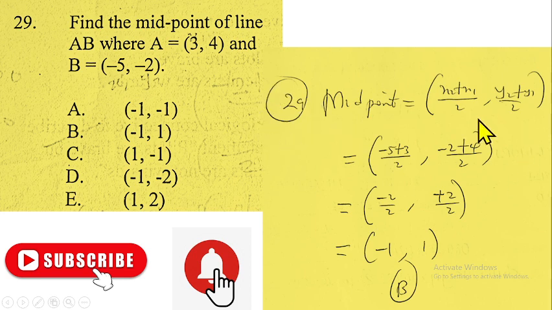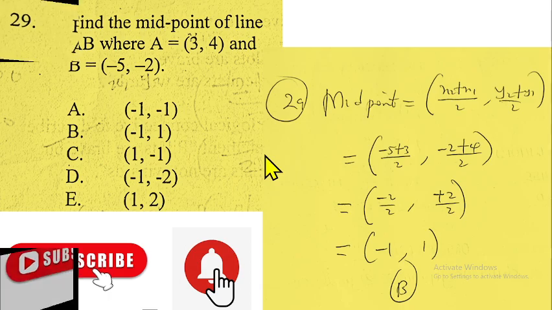From there, if you substitute carefully, our x2 is minus 5, our x1 is 3. Minus 5 plus 3 over 2, comma our y2 is minus 2, and our y1 is 4. So we have minus 2 plus 4 over 2. Minus 5 plus 3 gives us minus 2 over 2, comma minus 2 plus 4 gives us plus 2 over 2. If you simplify that further, that will give us minus 1, comma 1. So option B is the correct option for question number 29.